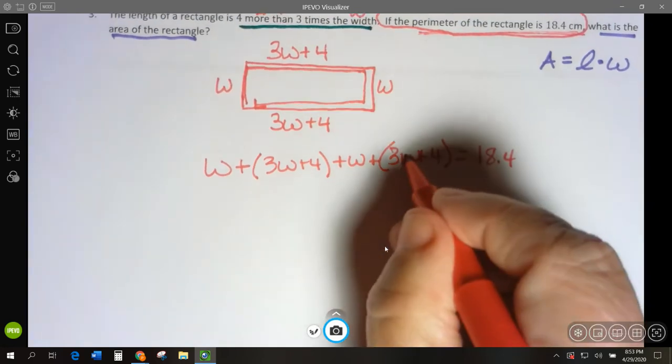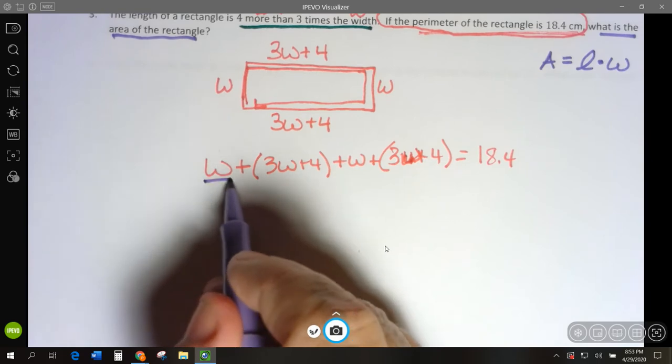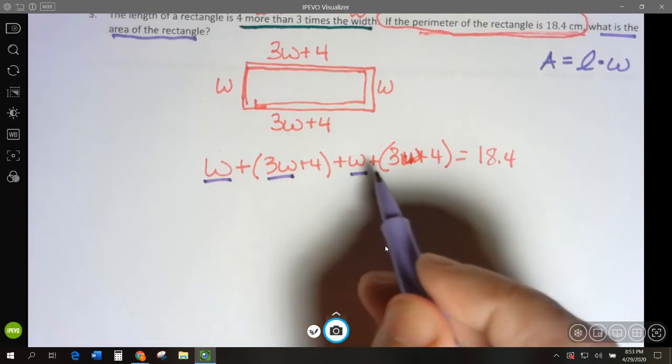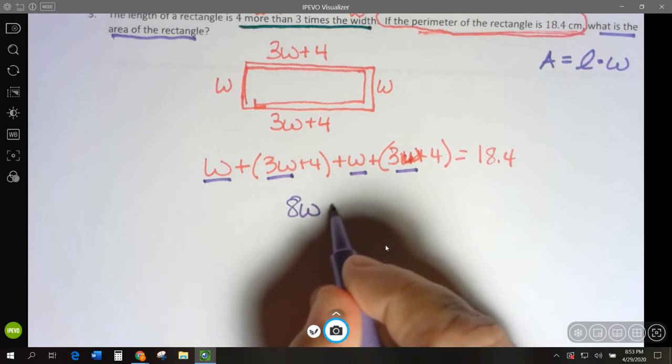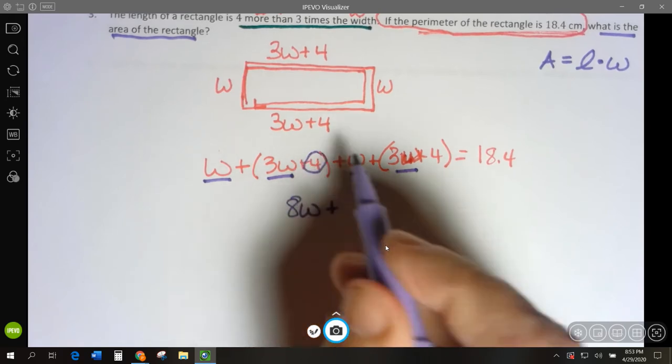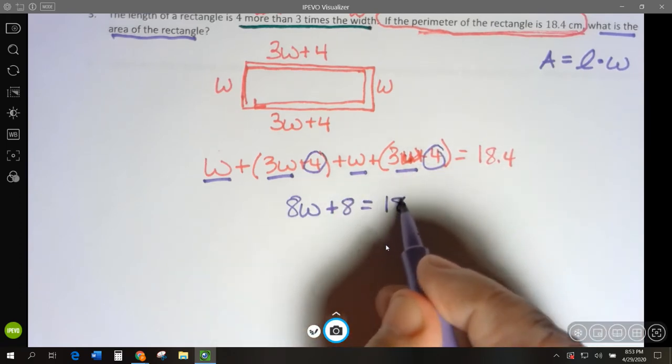Okay, so let's combine our like terms. Let's look at all our W's. 1, that's 4, 5, and 3 more is 8. So we have 8 W's. Plus we have a 4 here and a 4 here, plus 8. And that's going to be 18.4.